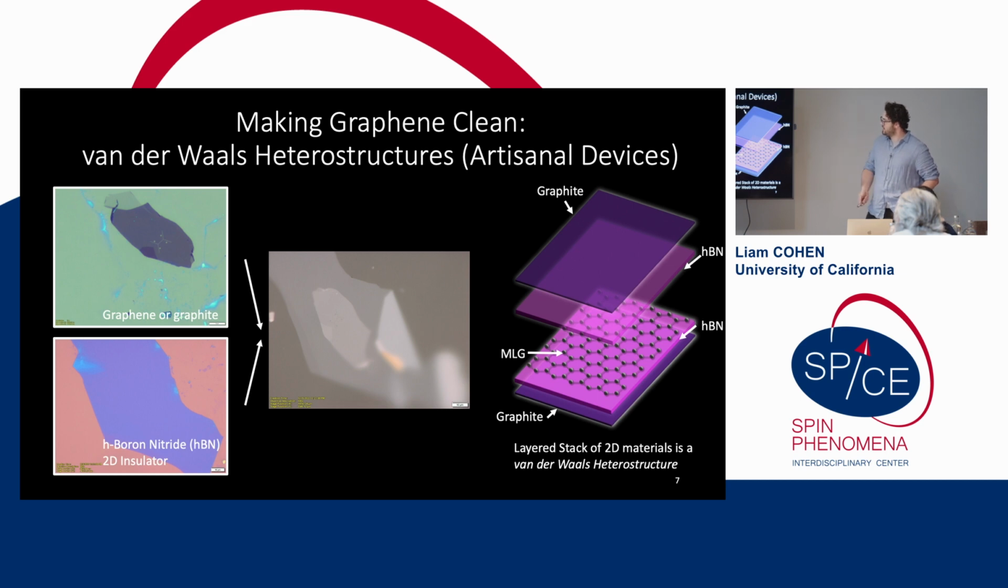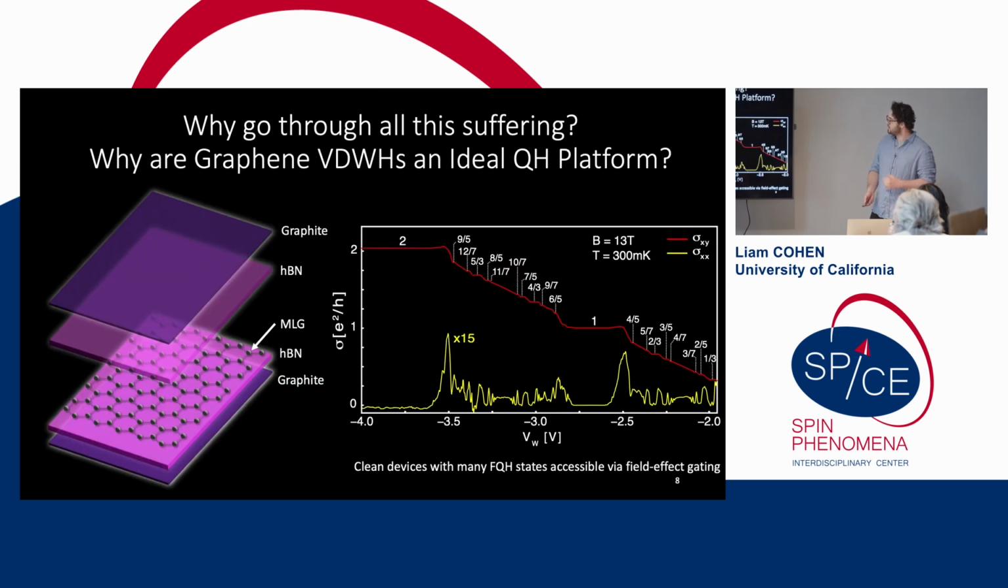We take exfoliated flakes, and we, with much pain and suffering, stack them 1 layer at a time and assemble them into these heterostructures where we have essentially a monolayer graphene that is encapsulated in boron nitride, and then also encapsulated with a graphite layer that we use as a gate. The mantra of this type of fabrication is really to isolate the graphene from the world as much as possible, in order to make essentially an atomically clean and atomically uniform interface.